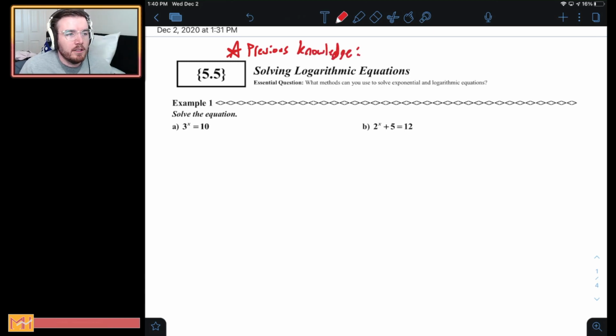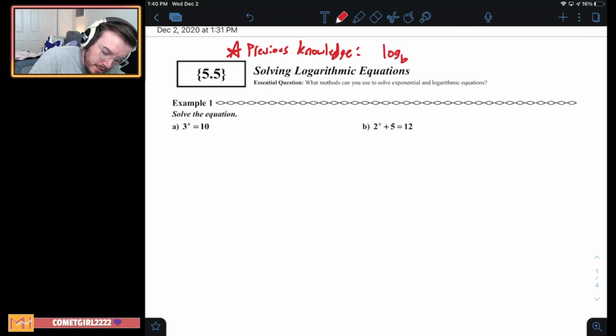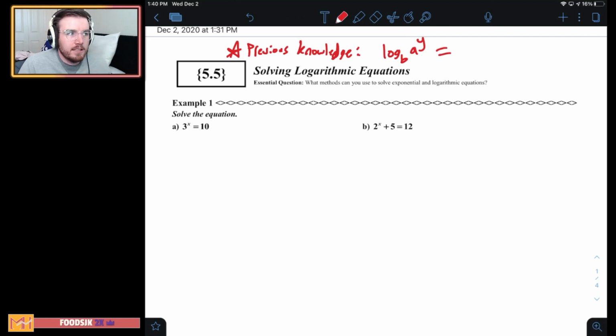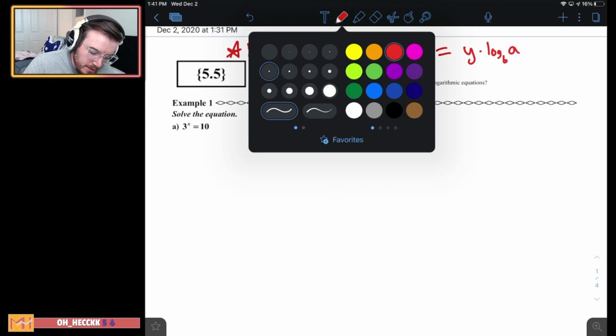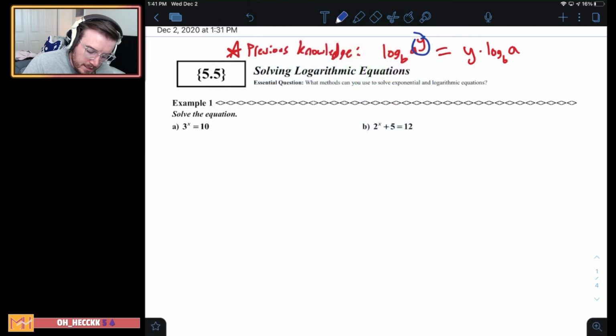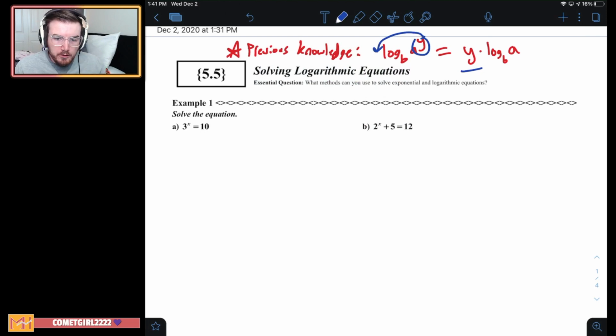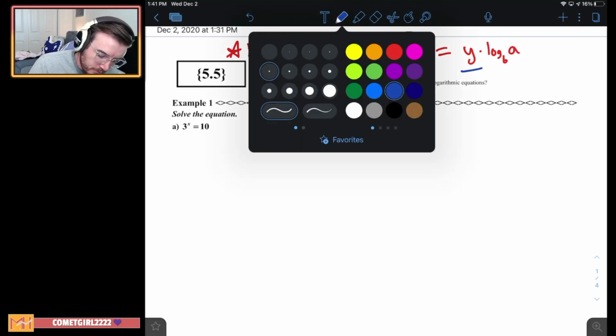Well, it's one of our log properties that we need to remember. If you recall, log base b of a to the y, we can rewrite this. This was in the last lesson. We can rewrite this as y times log base b of a. The exponent can be brought down like so. We definitely need to know that, all right?